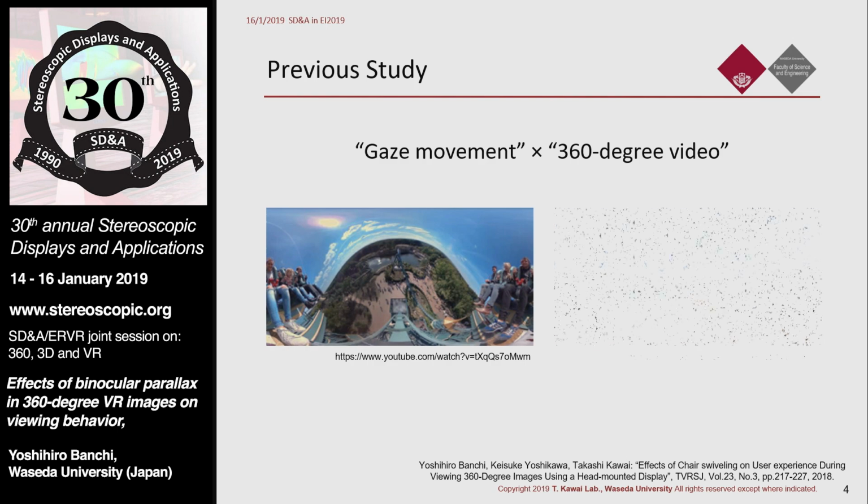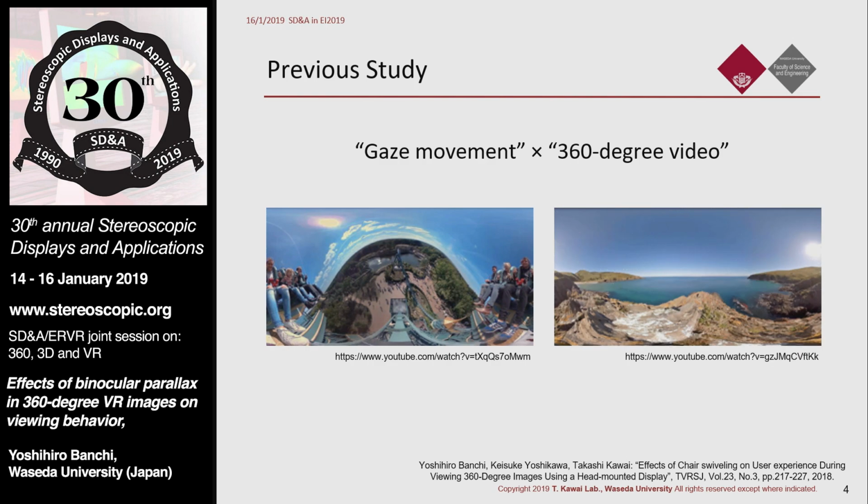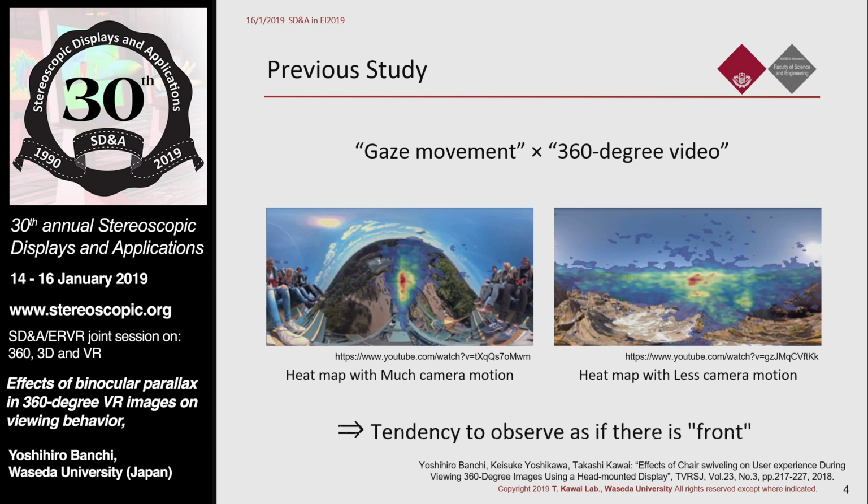In another previous study, some results were obtained regarding eye movement and contents during 360 video viewing. There are contents such as a roller coaster with much camera movement and a landscape with less camera movement as features. Overlaying gaze heat maps, there is a tendency to observe as if there was a front. It is also found that chair swiveling affected the user experience.